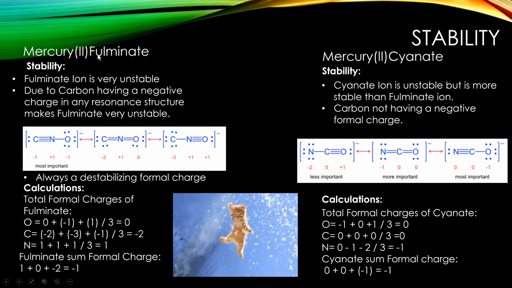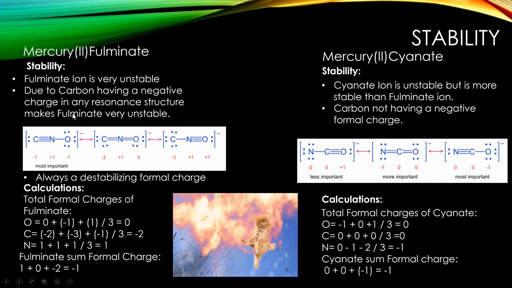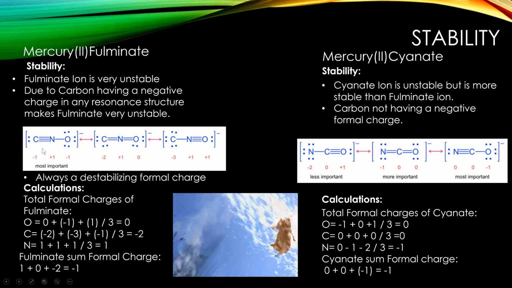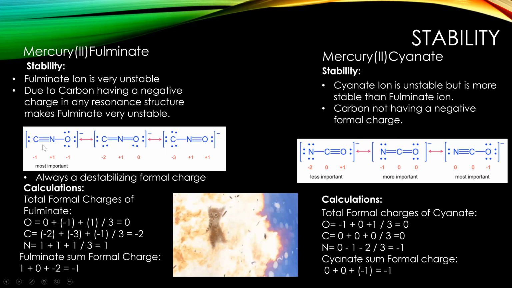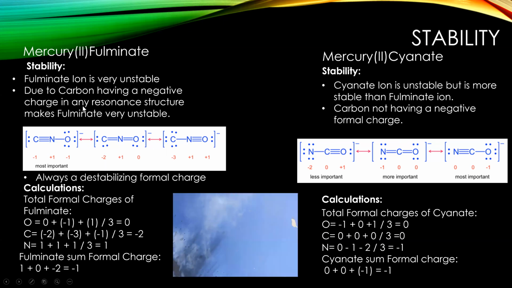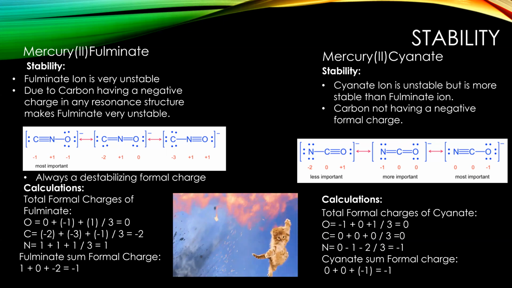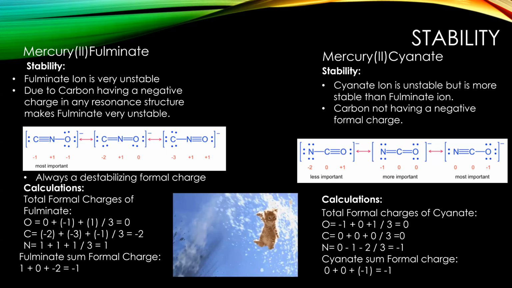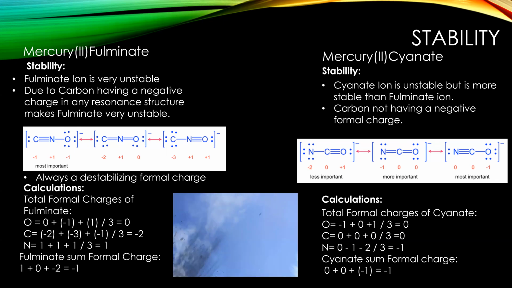Mercury 2 fulminate is very unstable, and that's due to its carbon having a negative formal charge. Any molecule with a negative formal charge on carbon is very unstable. And that right there will give you details about cyanate and why cyanate will be more stable than fulminate.